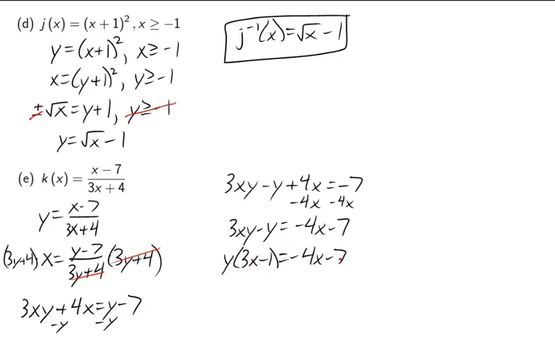If I divide by 3x minus 1, I have an answer. Get the y's on one side, get the non-y's on the other side, factor out the y, and divide. And that will solve this problem. So to give a final answer, k inverse of x equals negative 4x minus 7 over 3x minus 1.